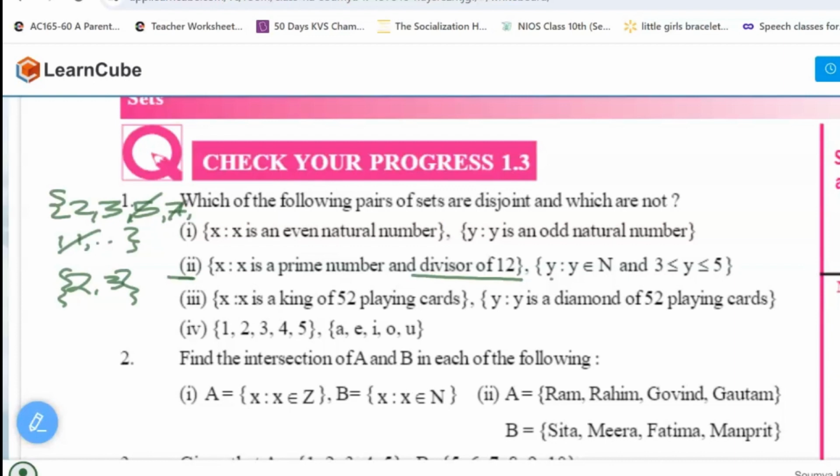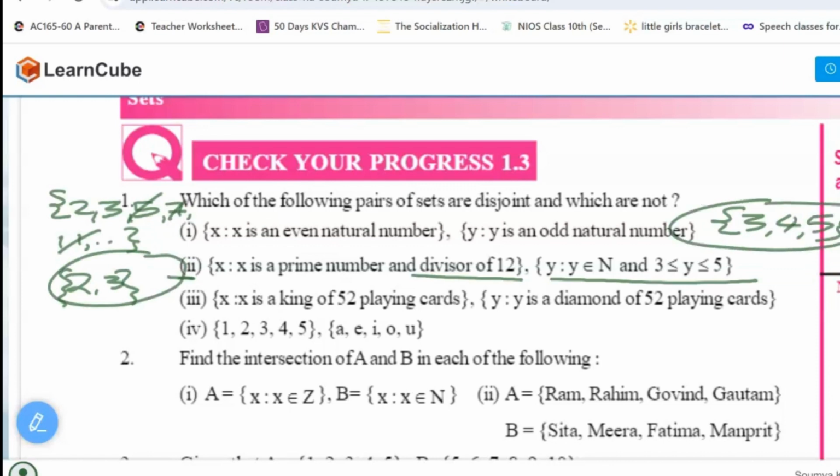Okay, and the next set says y belongs to natural numbers and the condition is this. That means the set contains 3, 4 and 5. If you take this and this set, you can find similar elements. 3 is common in both of them. Since we have got one common element, this pair of sets is not disjoint. This is not a disjoint set.